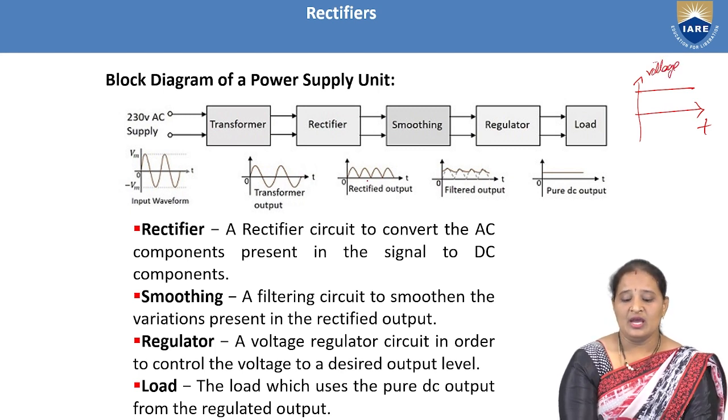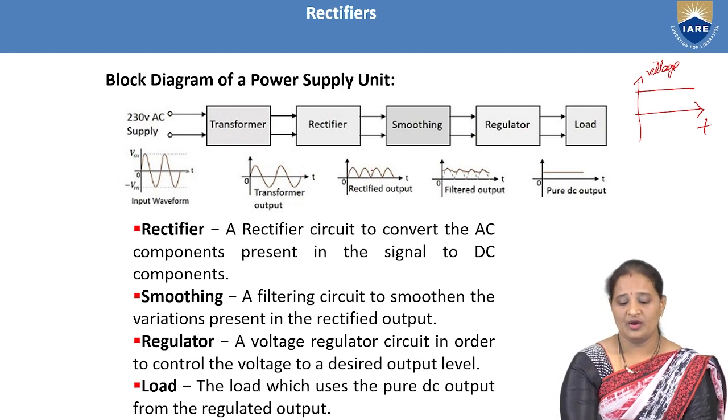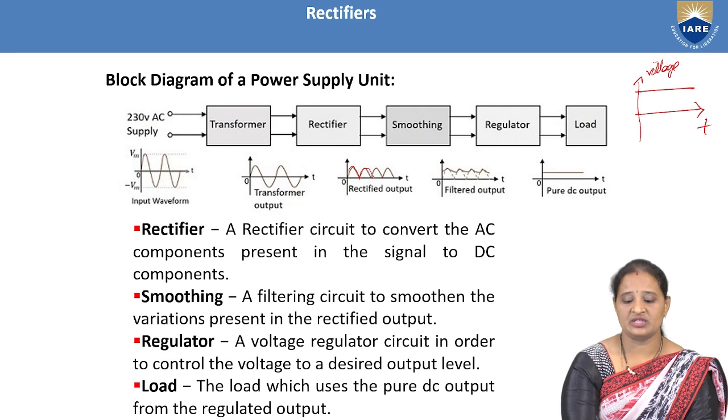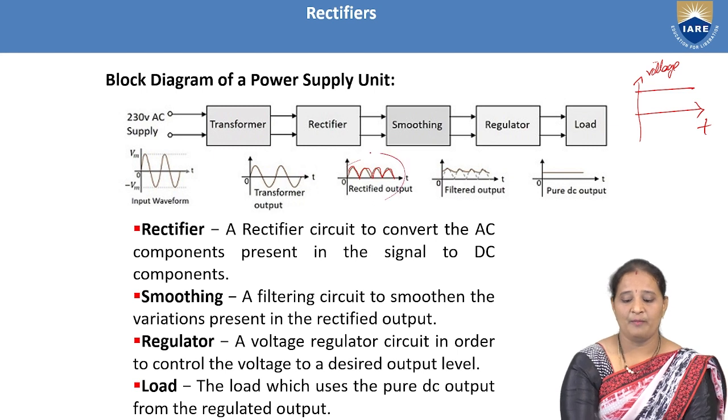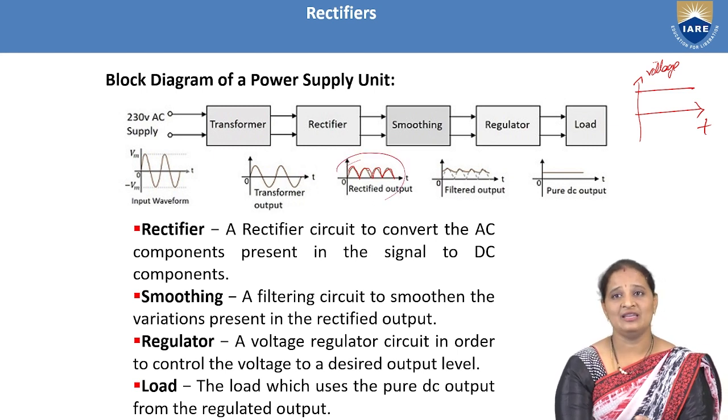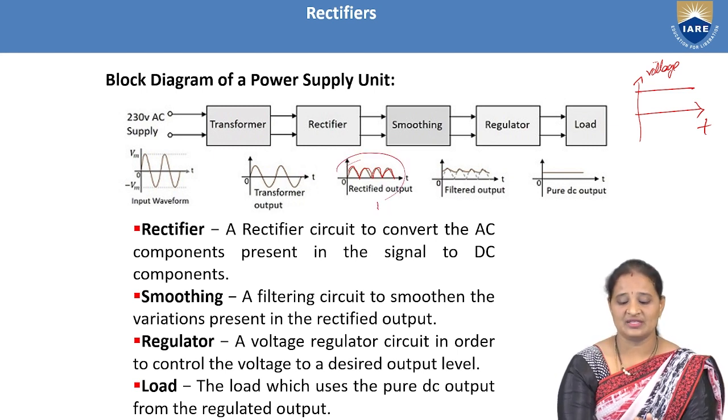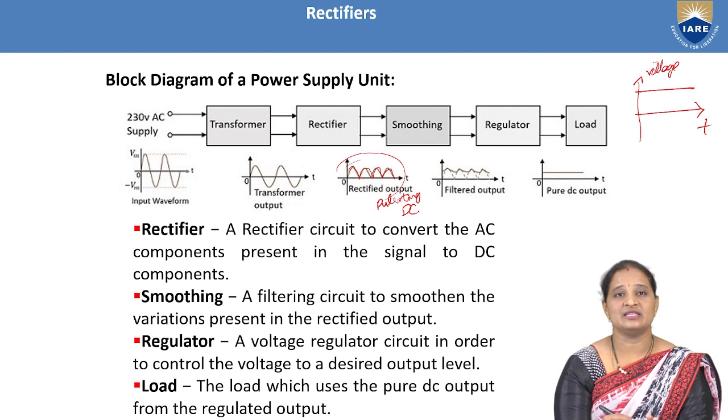Here, the output of the rectifier is not a pure DC, which has only positive half cycles of the AC signal. It has AC components and DC components. That is why this is called pulsating DC. This is called pulsating DC.